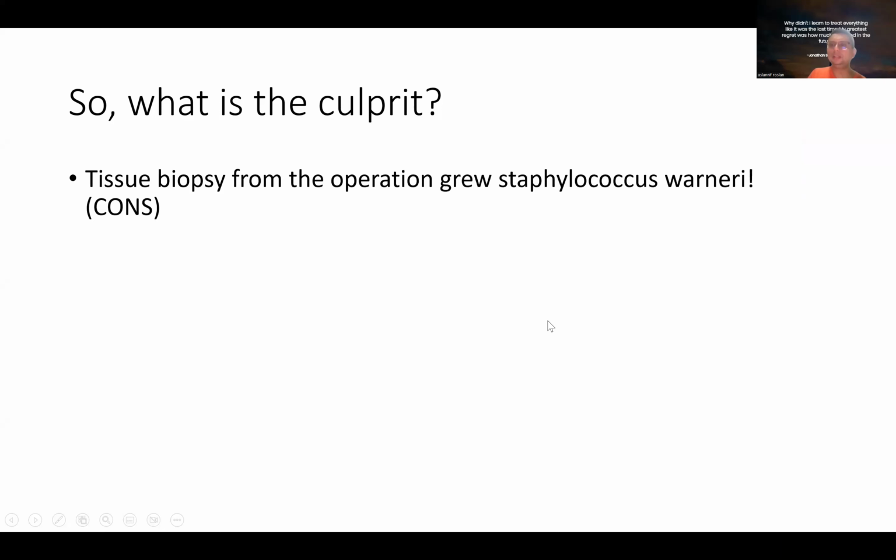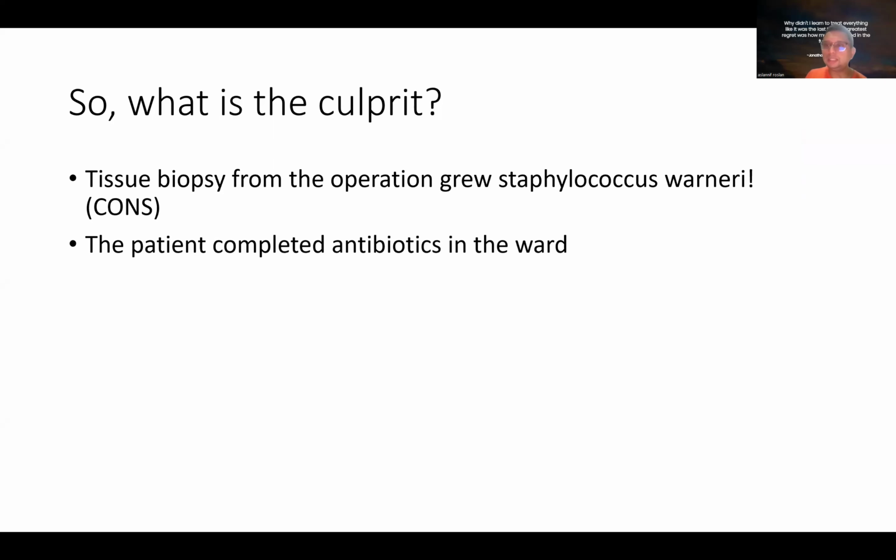So what is the culprit? Finally, the multiple tissue biopsy from the operation grew Staphylococcus warneri, which is a coagulase-negative staphylococcus, which is a very rare cause of infective endocarditis in a native valve, but it's one of the commonest causes of infective endocarditis in a prosthetic valve. Okay, so the patient completed antibiotics via advice of the ID physician in the ward.